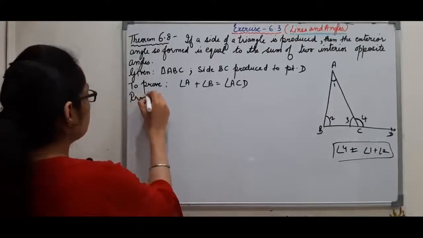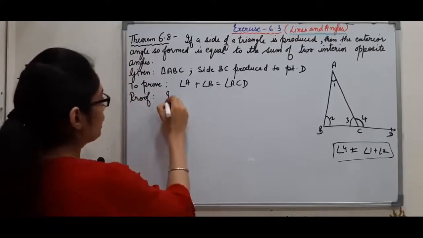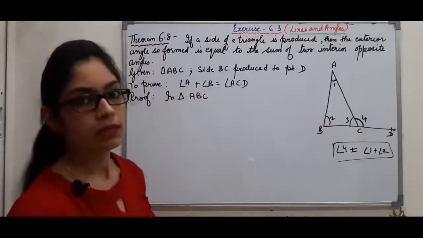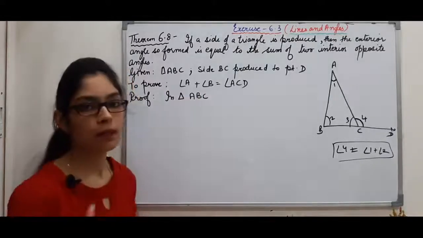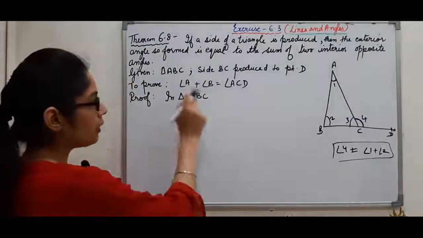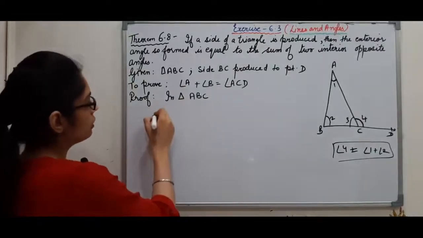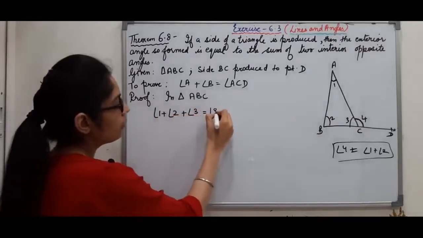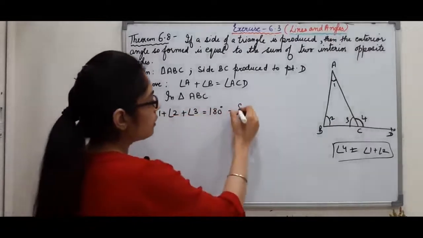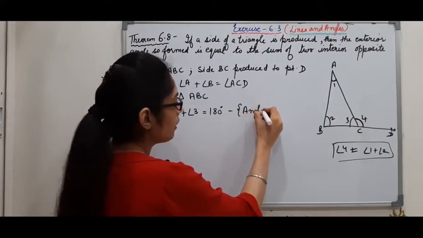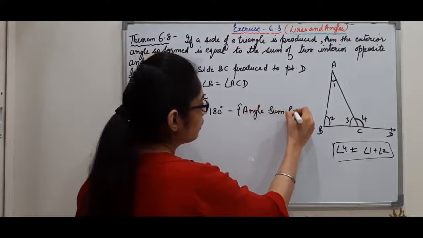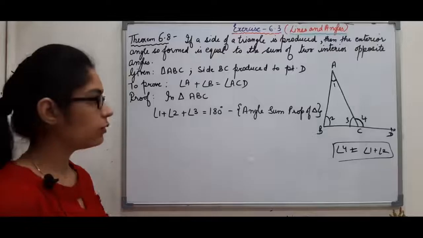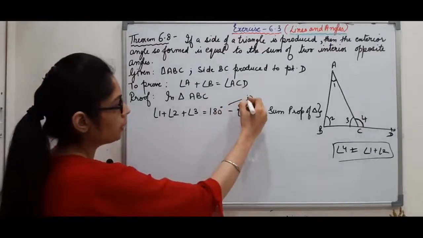Now let's start with the proof. In triangle ABC, here we are going to use the result of the previous theorem, the angle sum property of a triangle. So in triangle ABC, directly I will mention angle 1 plus angle 2 plus angle 3 is equal to 180 degrees. The reason we can mention is the angle sum property of a triangle, which is the previous theorem. So we can name it as point number 1.